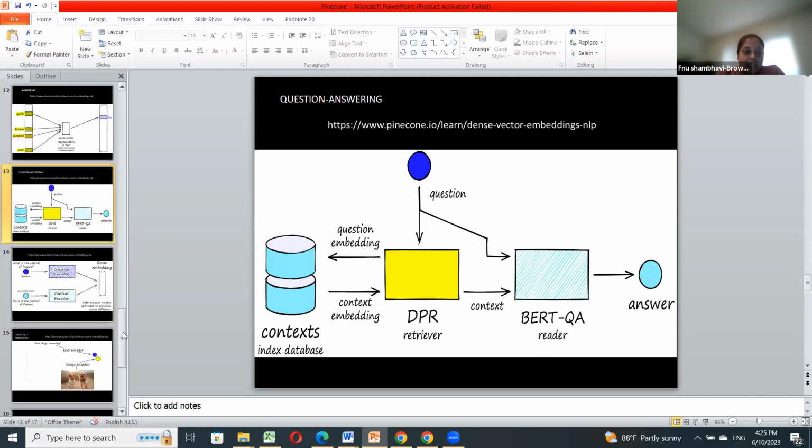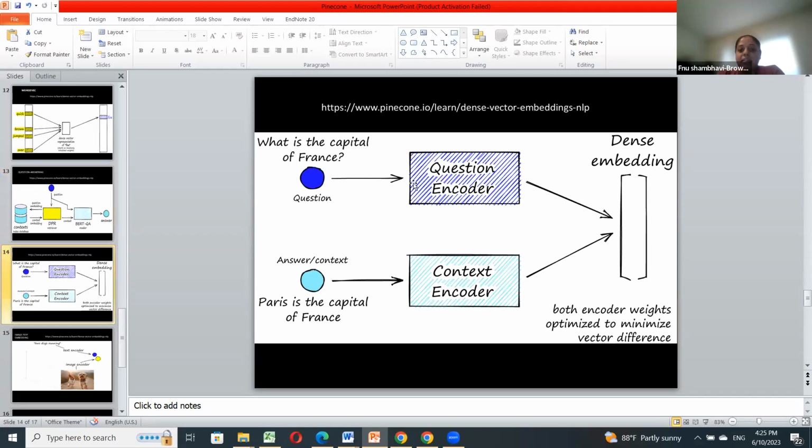So in this diagram, we can see there's a question encoder and a context encoder, and both of them encode the question and the context in the same space, with the optimization of the contrastive loss function, so that there's minimum difference between the vectors. That way we can easily assess which vectors have similarities, since the vectors which are most similar would have the least difference.